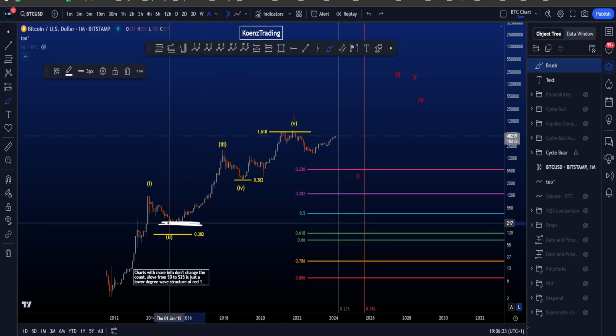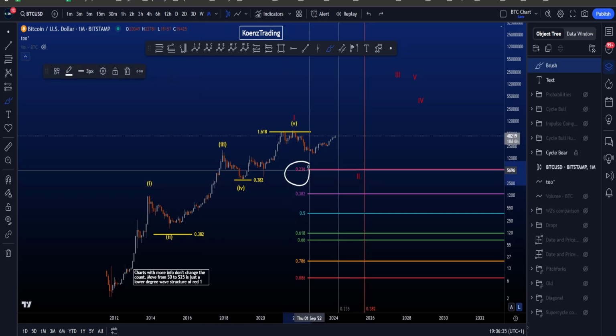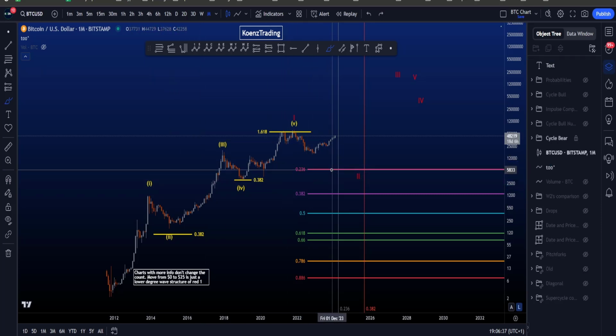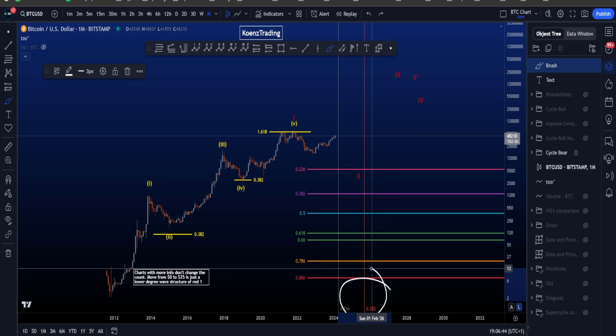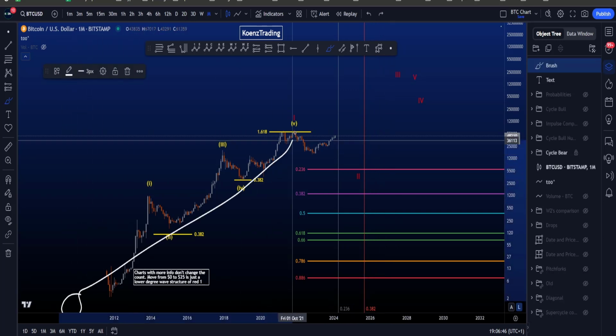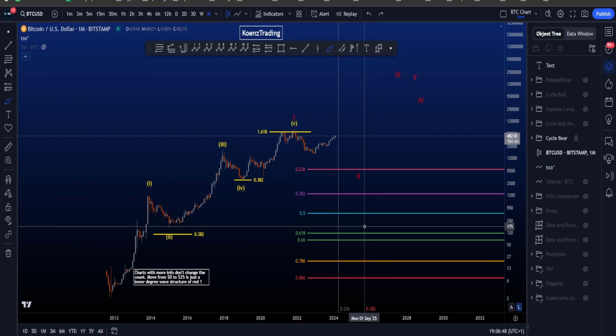For this wave 2, we hit the 0.236, and that is the reason why for me that would be an important Fibonacci level at about 6K. Time-wise, it is very common for a wave 2 to end after the 0.382 Fib time, taken from the low to the high of wave 1, which is sitting in September 2025.